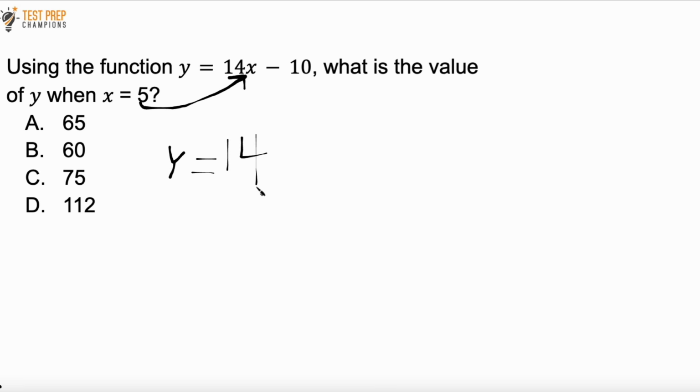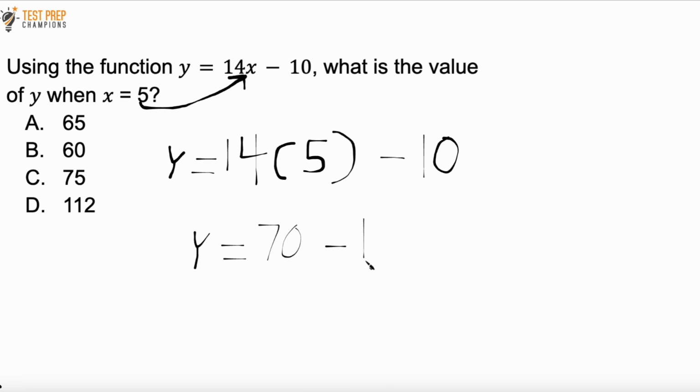Now, when you go to take your test or when you're practicing, it's up to you to decide if you want to write each step out like this or not. For teaching purposes, I'm going to write out each step here. But the key here, again, is to substitute 5 in for x. So when I rewrite it, I have y equals 14 times 5 minus 10. Now, 14 times 5 is 70, and 70 minus 10 equals 60. So the correct answer here is B, 60.